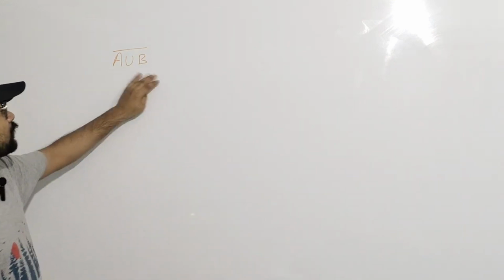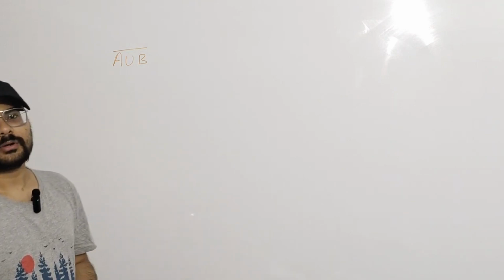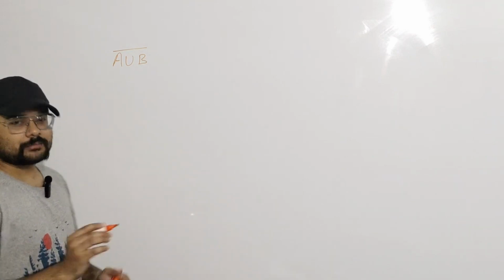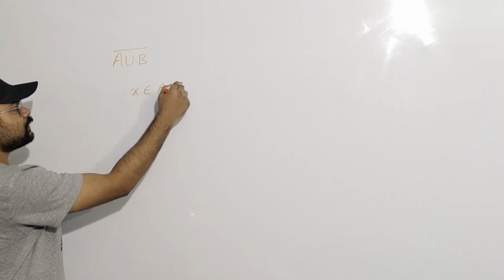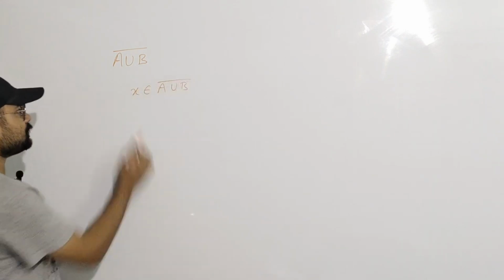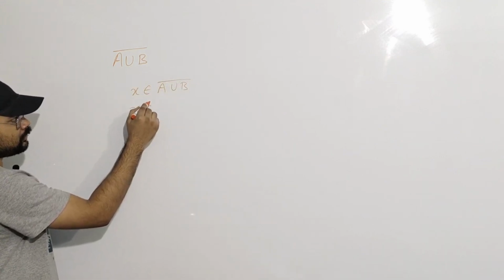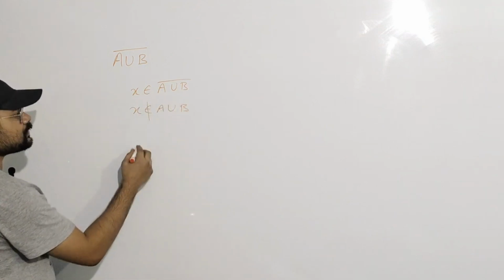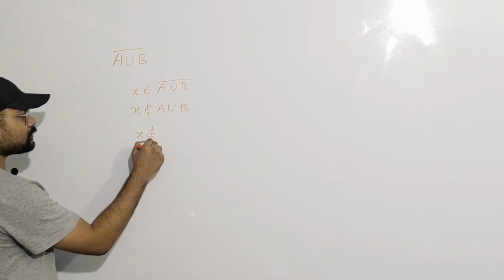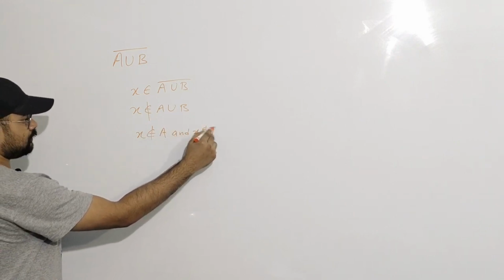Look, this is A union B complement. Okay, in this video I have talked about De Morgan's law, absorption law, and there is something that I want to make clear. A union B complement. X belongs to A union B complement. Okay, this is your first jump. This implies that X does not belong to A union B, and this means that X does not belong to A and X does not belong to B.